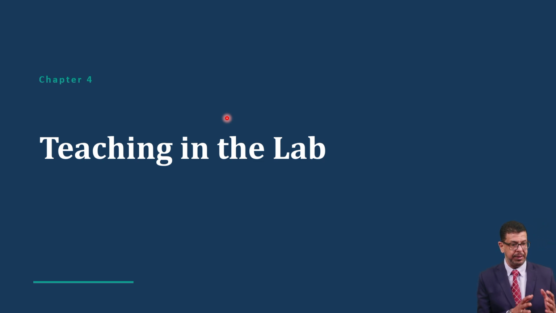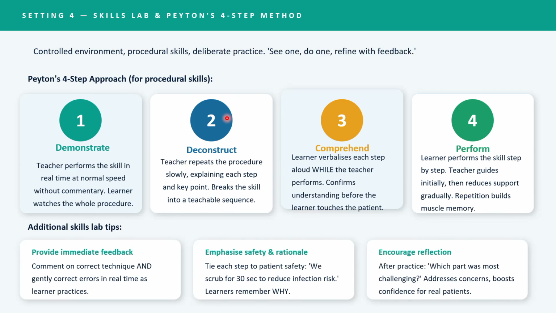Now we'll go to the fourth setting related to clinical teaching, teaching in the lab. The lab is considered a controlled environment and very suitable for procedural skills and deliberate practice, because the learner will do one thing and refine it with feedback. One of the very nice models, with very good evidence supporting it, is called the Peyton model, a four-step approach.